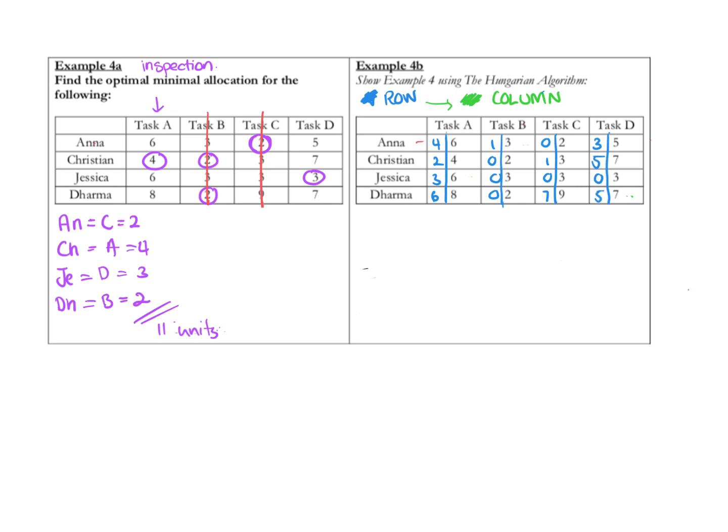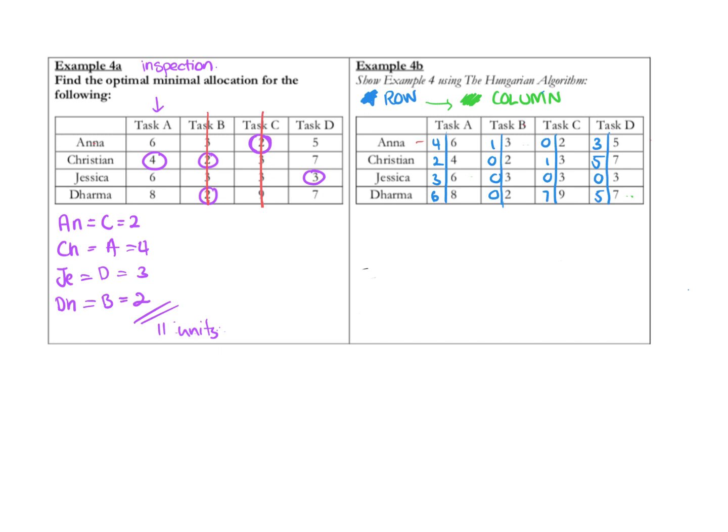Okay, so now I'm first going to try and cancel all the zeros with lines. So I could go 1, 2, 3. So how many tasks are there? There's 4. There's not enough lines to match. So we're going to have to go to the next step.